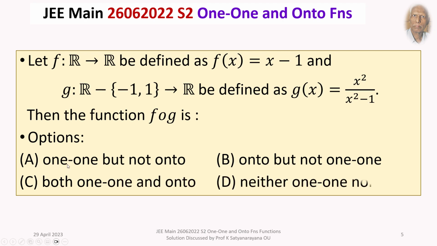Option A, one-one but not onto. Option B, onto but not one-one. Option C, both one-one and onto. Option D, neither one-one nor onto.